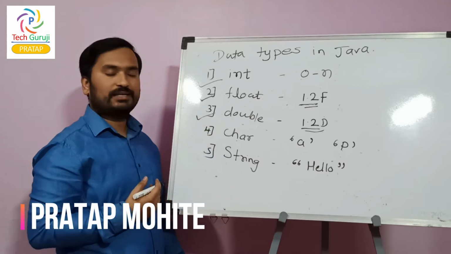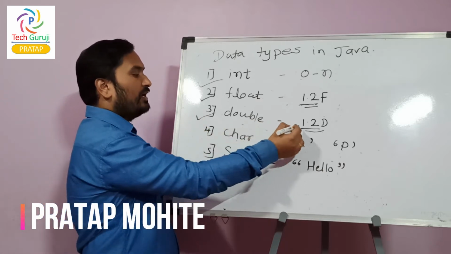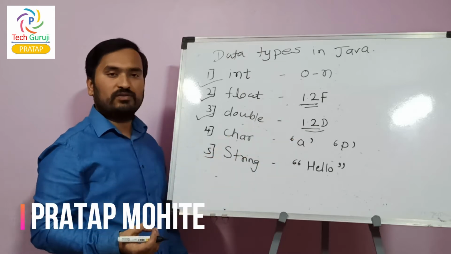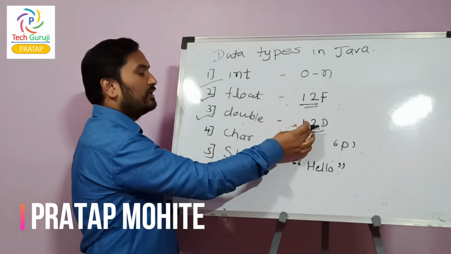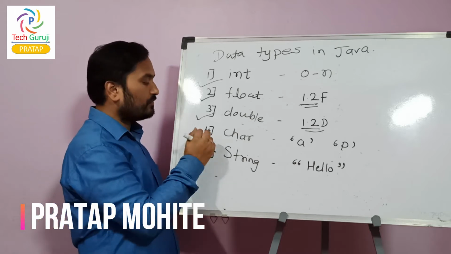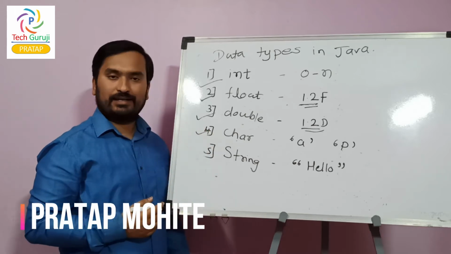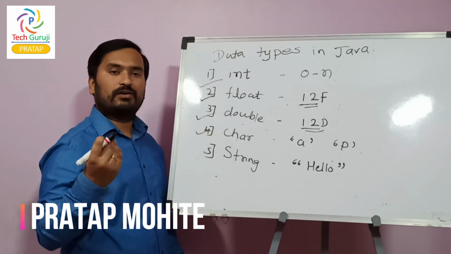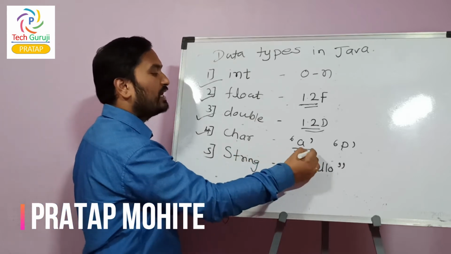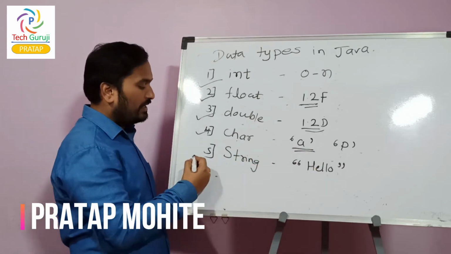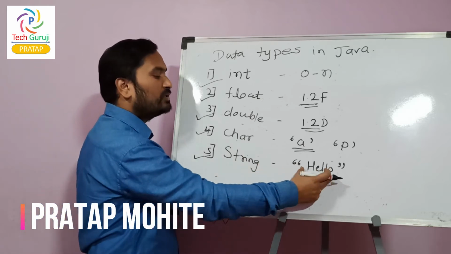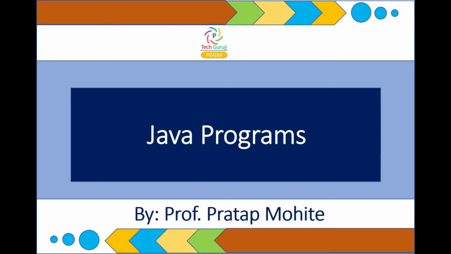The third data type is double. It is just like a float number, but it varies in the size of the number. So we'll have 1.2d, d for double. The fourth data type is character. It denotes a single character. To denote a single character, we use a single quote. And the last data type is string. We use double quotes, and within that we have a string.